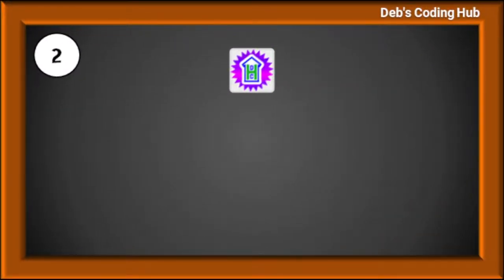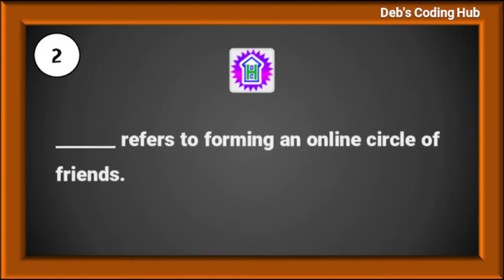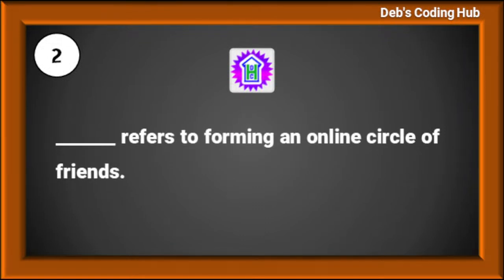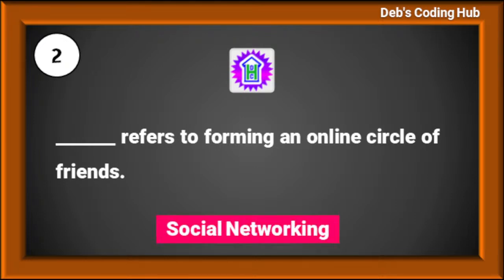Question number 2 is dash refers to forming an online circle of friends. So you all know this. This is social networking.